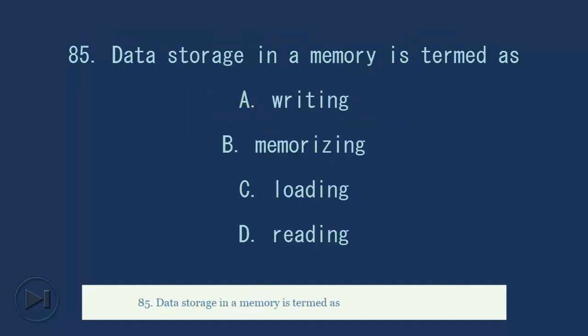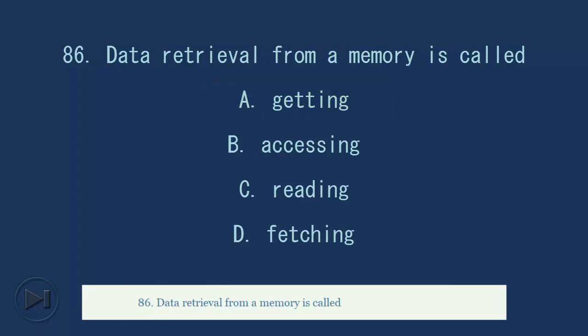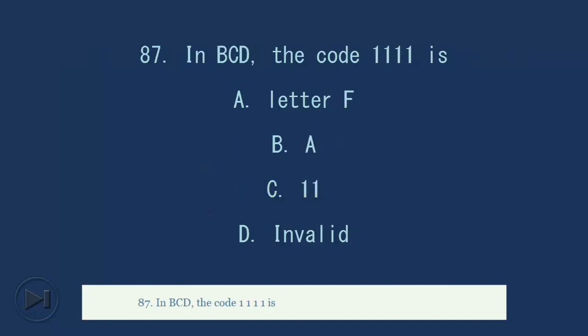85. Data storage in a memory is termed as A. Writing. B. Memorizing. C. Loading. D. Reading. Answer, A. Writing. 86. Data retrieval from a memory is called A. Getting. B. Accessing. C. Reading. D. Fetching. Answer, C. Reading. 87. In BCD, the code 1111 is A. Letter F. B. A. C. 11. D. Invalid. Answer, D. Invalid.